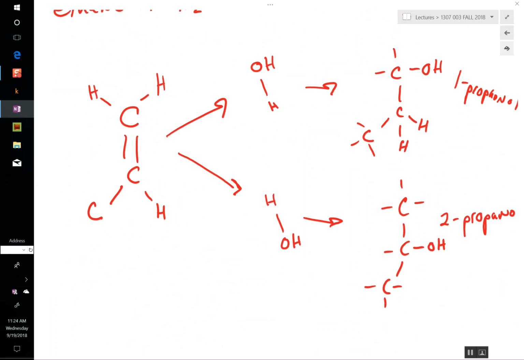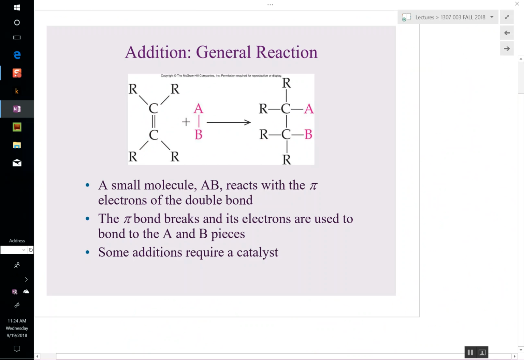So let's get ourselves a new slide. This will review for us. Here is the general reaction for the addition of a molecule across a double bond. We got this AB molecule. It could be hydrogen, it could be bromine, it could be water, it could be hydrogen bromide. But the general thing that's happening is that half of the molecule goes on one carbon, the other half goes on the other carbon. You eliminate the double bond, it becomes saturated. You do not break that other bond there.